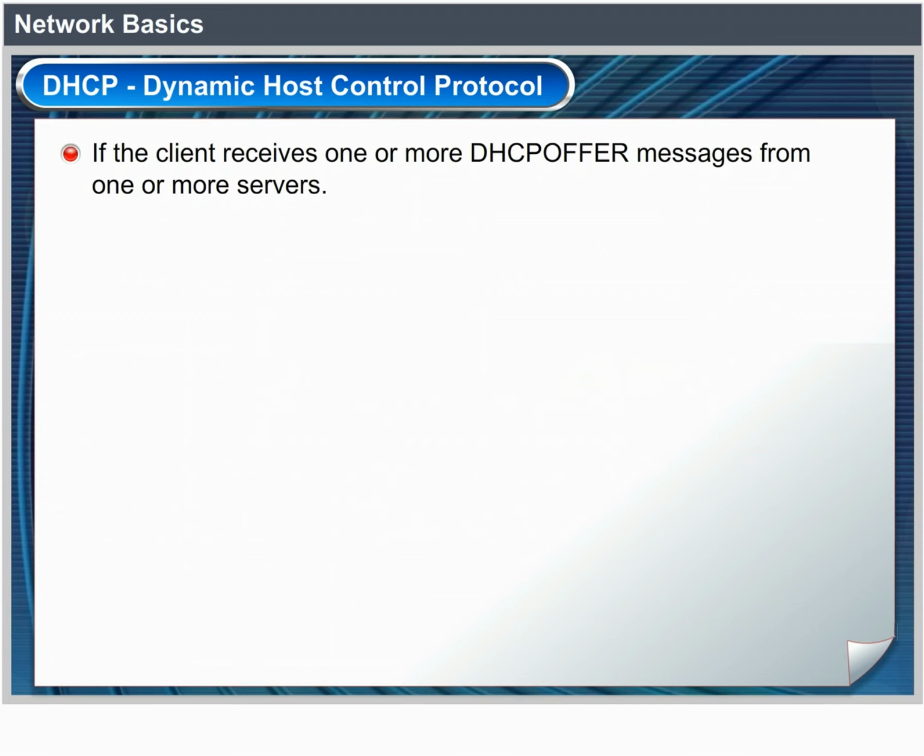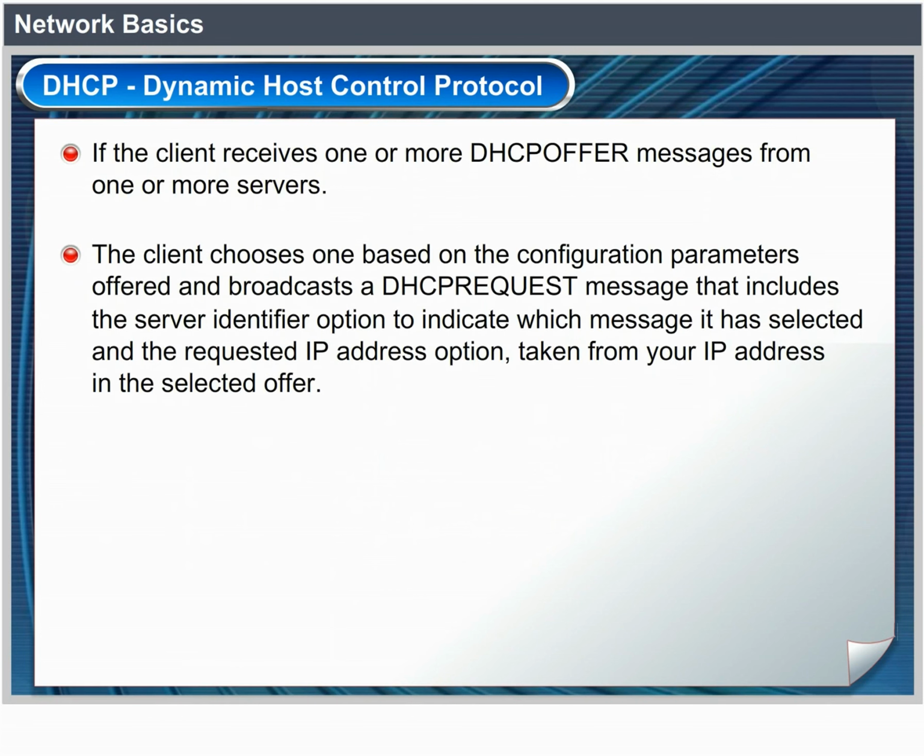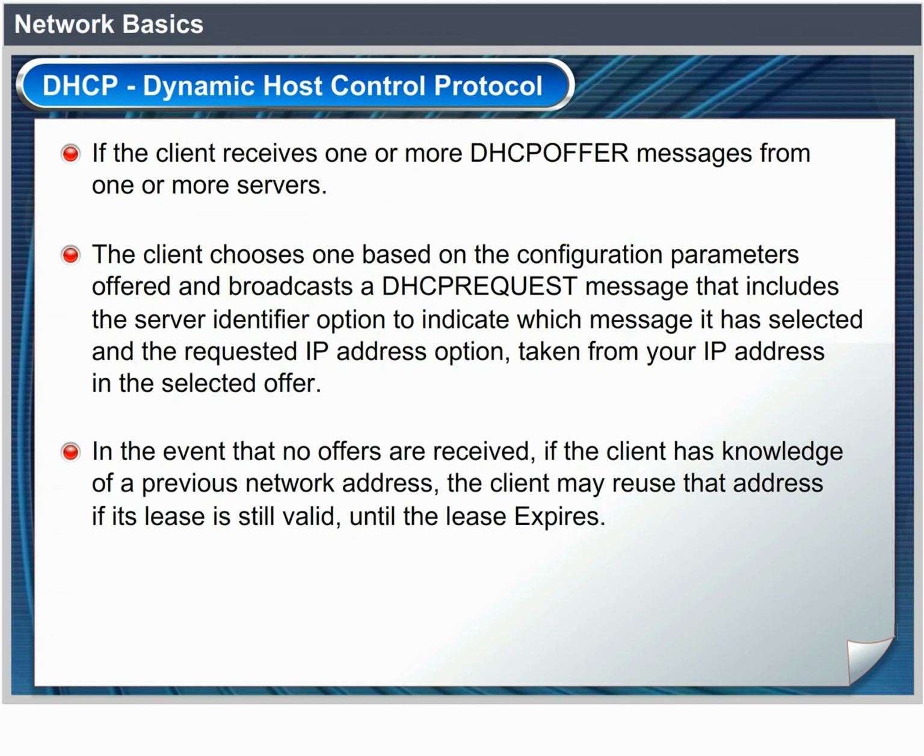If the client receives one or more DHCP offer messages from one or more servers, the client chooses one based on the configuration parameters offered and broadcasts a DHCP request message that includes the server identifier option to indicate which message it has selected and the requested IP address option taken from your IP address in the selected offer. In the event that no offers are received, if the client has knowledge of a previous network address, the client may reuse that address if its lease is still valid until the lease expires.